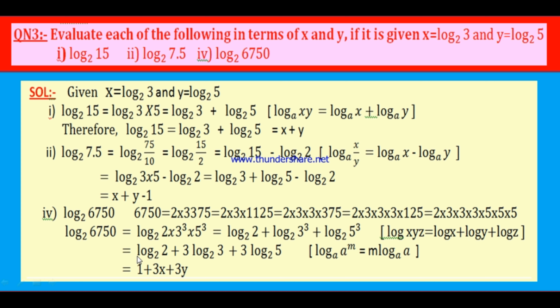Now log 2 to the base 2 value is 1, therefore this is 1, plus 3 into log 3 to the base 2 is x. From the given, log 3 to the base 2 is x, therefore this is 3 times x, plus 3 times log 5 to the base 2. But log 5 to the base 2 is y, therefore this is 3 times y. Finally, log 6750 to the base 2 can be written as 1 plus 3x plus 3y.